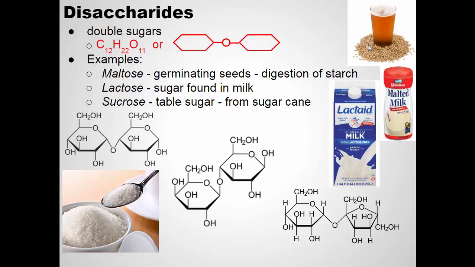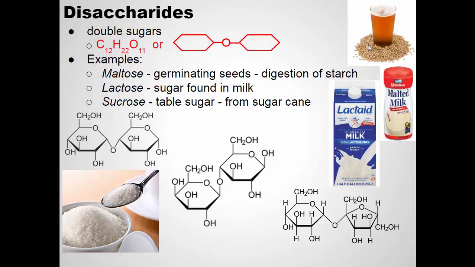Maltose is found often in germinating seeds. It's created by the digestion of starch. And maltose is two glucose molecules bonded together. So two monosaccharides of glucose bonded together form a maltose.